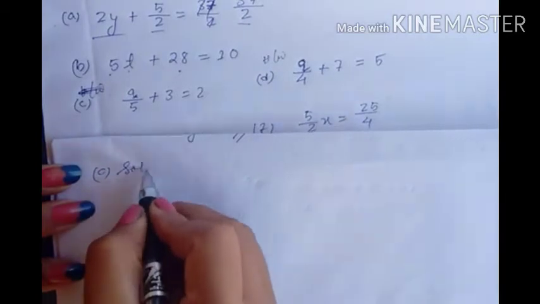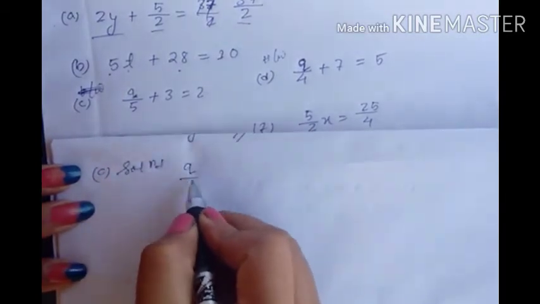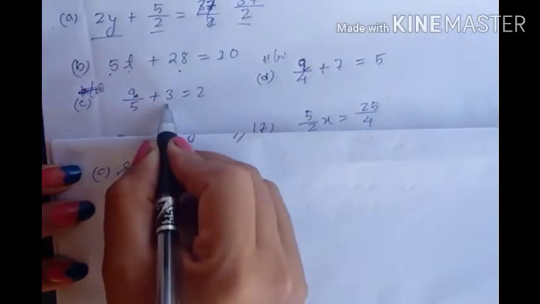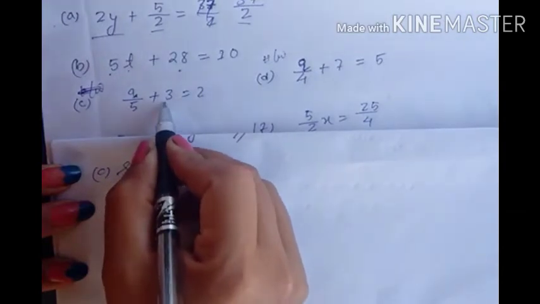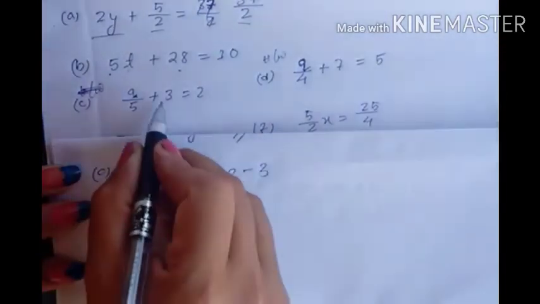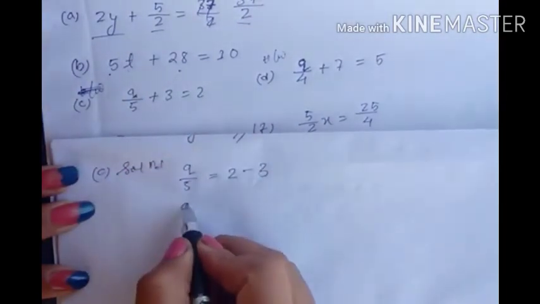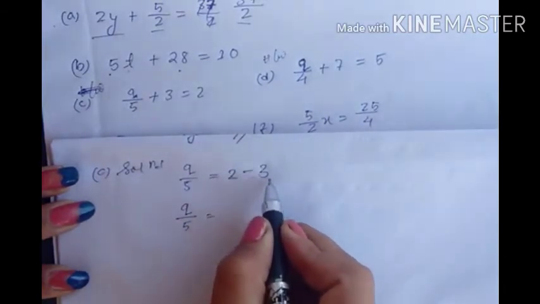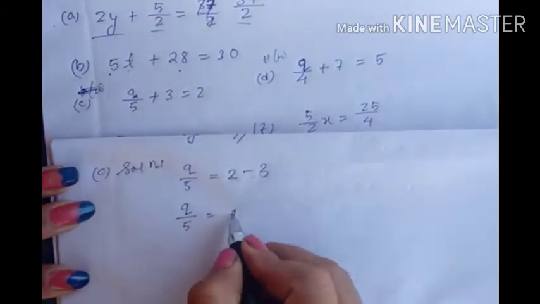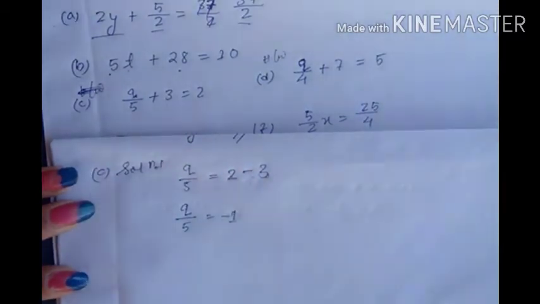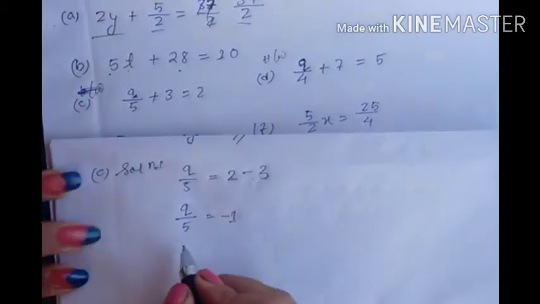Okay, solution. q upon 5 plus 3 is equal to 2. Now I will transpose this 3 to the right hand side. Because here it is plus, here it will become minus 3. Now q upon 5 is equal to 2 minus 3. So 3 minus 2, how much you will get? 1, and 3 is greater, so you have to put the sign of the greater number, so it will become minus 1.